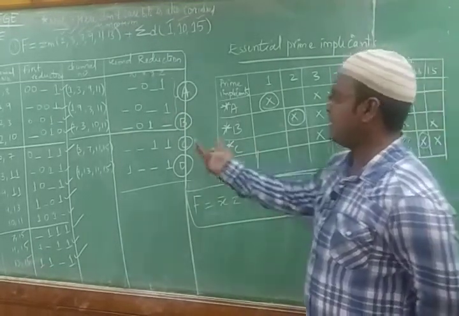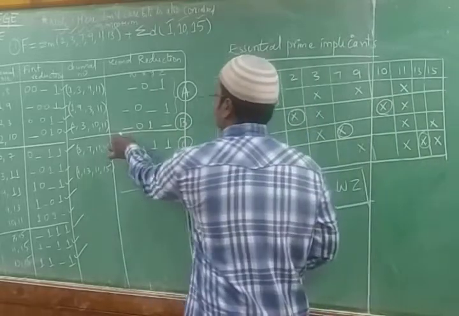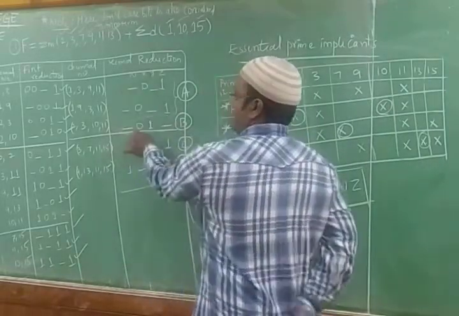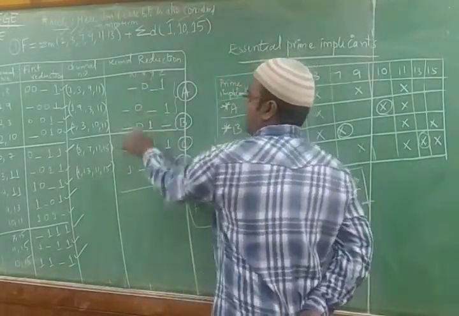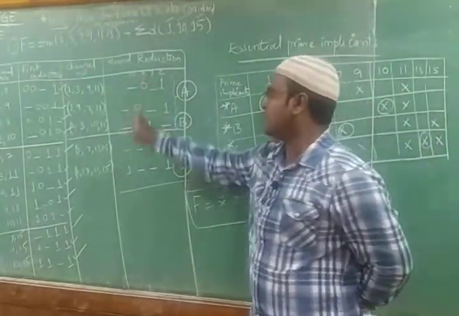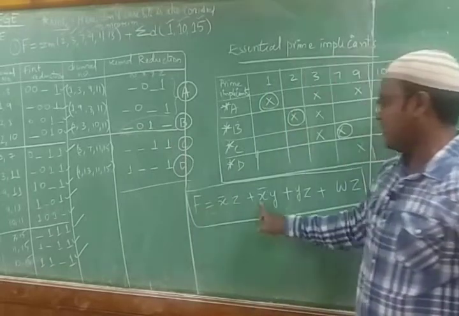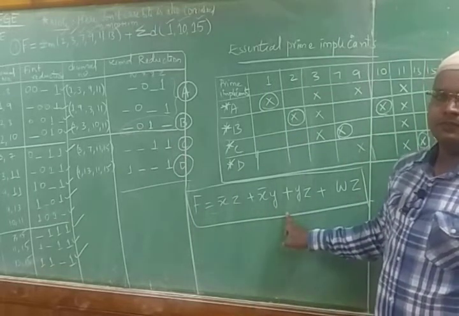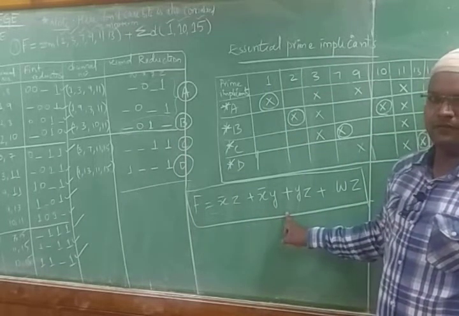Similarly, we went for the next one. What is the next one? This one is the next. X is 0 and Y is there. Remaining are dashes, that value we will not take. So this is your X bar, this is your Y. So we wrote X bar and Y from B essential prime implicant.